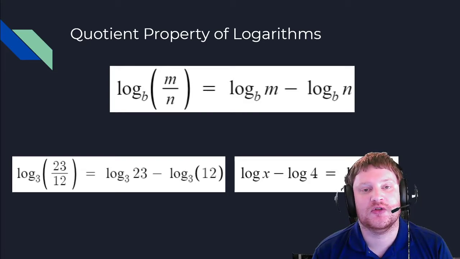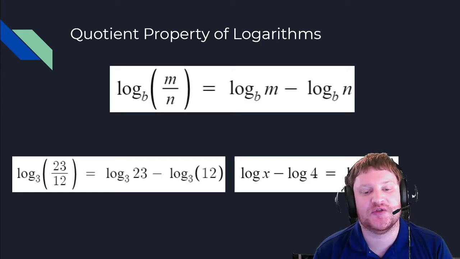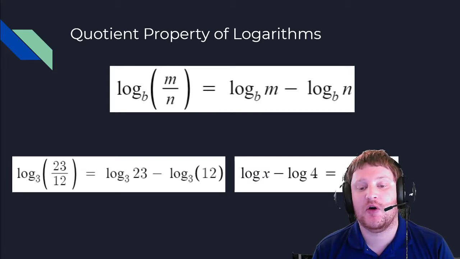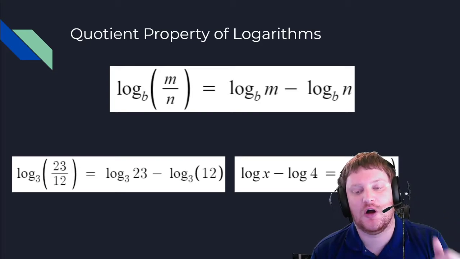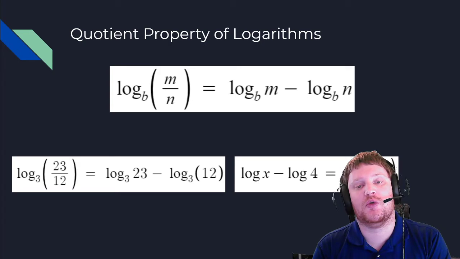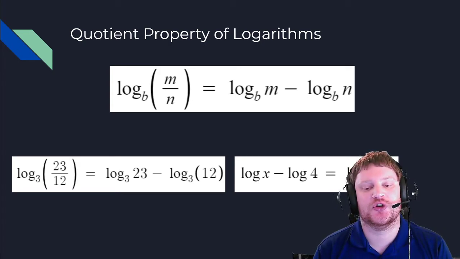For example, log of x minus log of 4. Remember, if there is no base written, you assume it's base 10 because that is the common base for logarithms. But log of x minus log of 4 equals log of x over 4. So we've taken a logarithmic function that had two different logarithms, and because they had the same base, we were able to combine them using the quotient property into a single function that'll make it easier to solve.